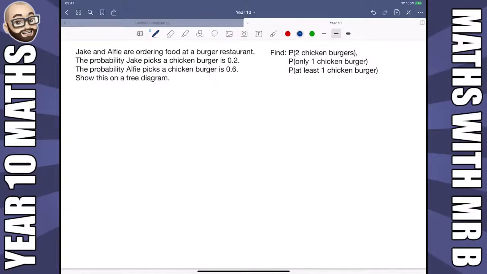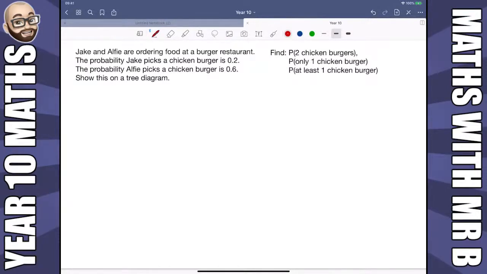So it says, Jake and Alfie are ordering food at a burger restaurant. The probability that Jake picks a chicken burger is 0.2. The probability Alfie picks a chicken burger is 0.6. Show this on a tree diagram. So again, it doesn't matter which person we start off with here. The key thing here is one of them does not influence the probability of the next person picking a chicken burger. Okay, if Jake picks a chicken burger, that is not going to increase Alfie's probability of getting a chicken burger as well. Maybe it wouldn't happen in real life, but for this question, we're going to stick with it.